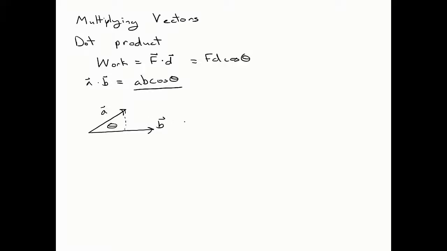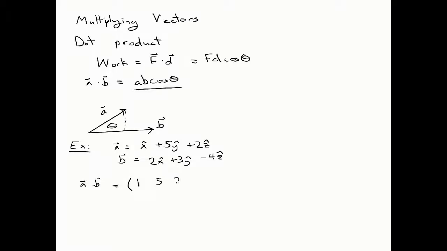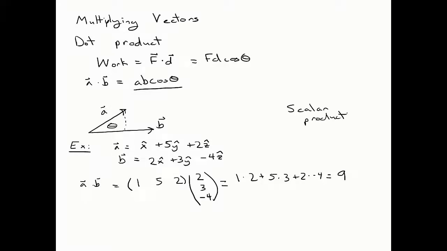And when you're doing vector multiplication like this, it really just looks like basic matrix multiplication. So I'll just pick an arbitrary example here. Okay, so if we're going to take the dot product of these, we'll write the first one as a row matrix, and we'll write the second one as a column matrix. That way the sizes will work out. So this gives us 1 times 2 plus 5 times 3 plus 2 times minus 4. Gives us 9. The dot product is also called the scalar product because the answer you get is just a number.